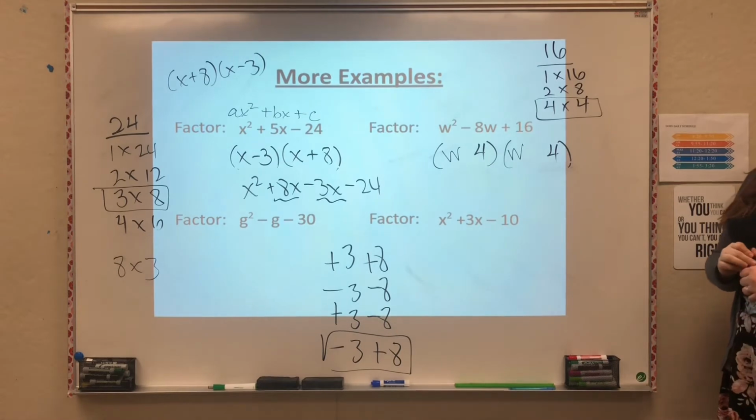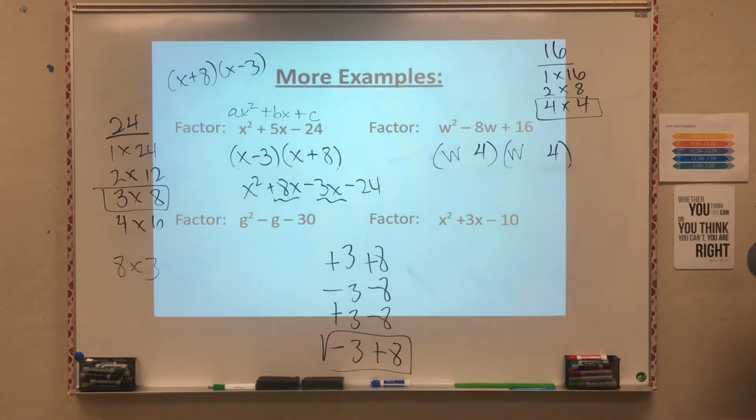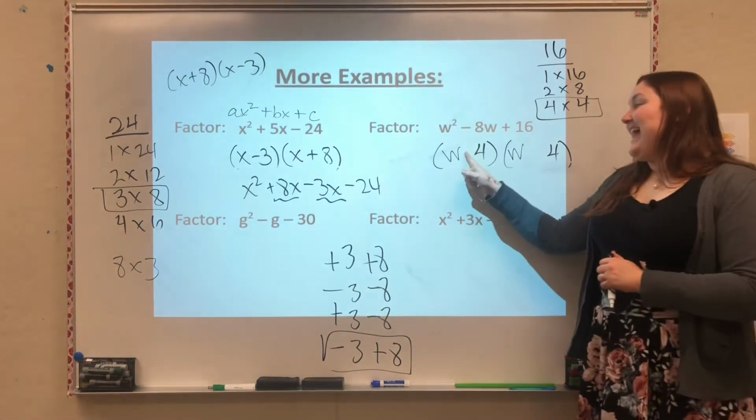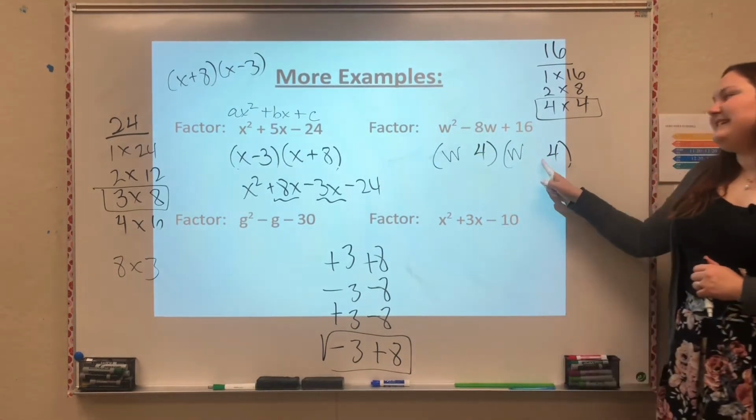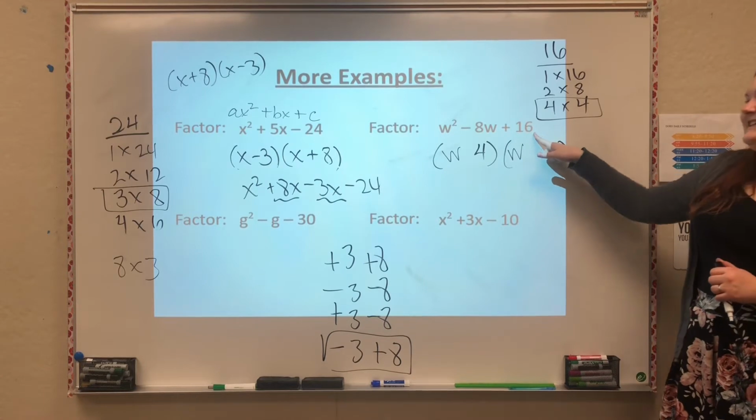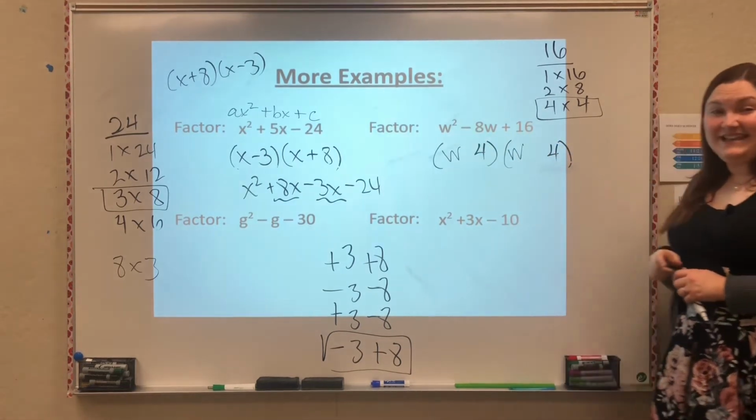Can you figure out what the last step is? Well, that last step is figuring out what signs you need. What signs would you need here to multiply to a positive 16 and combine to a negative 8?